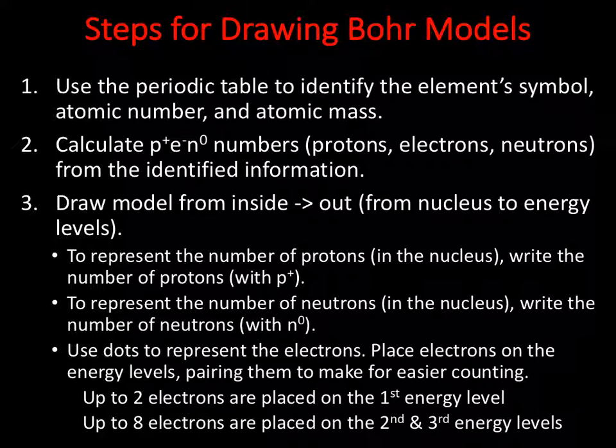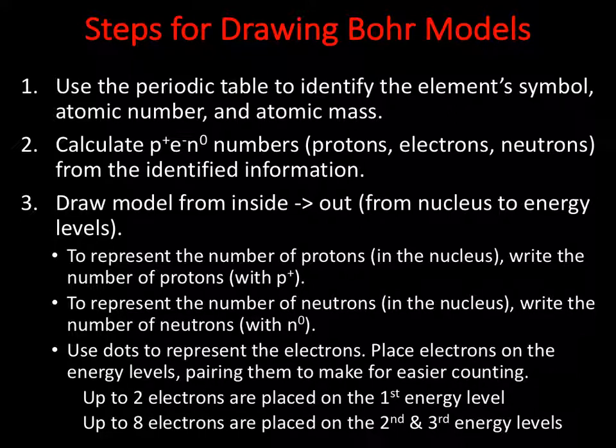We're going to draw it from the inside out, so from the nucleus to the first energy level, to the second energy level, to the third energy level. So you're moving away from the nucleus. And when we draw these Bohr models, we're going to use a P plus to represent protons. So we would write the number of protons followed by the P plus, or we would write P plus followed by the number of protons. Same with neutrons, except we're going to use n to the 0.